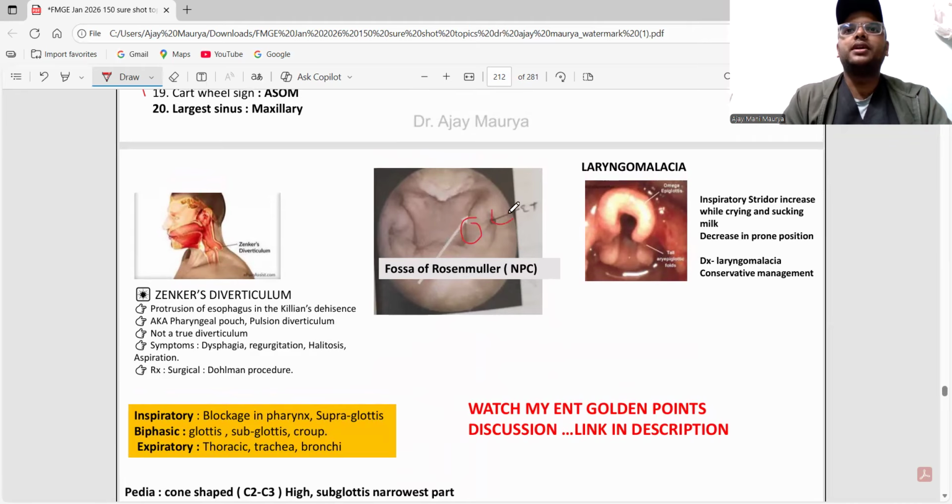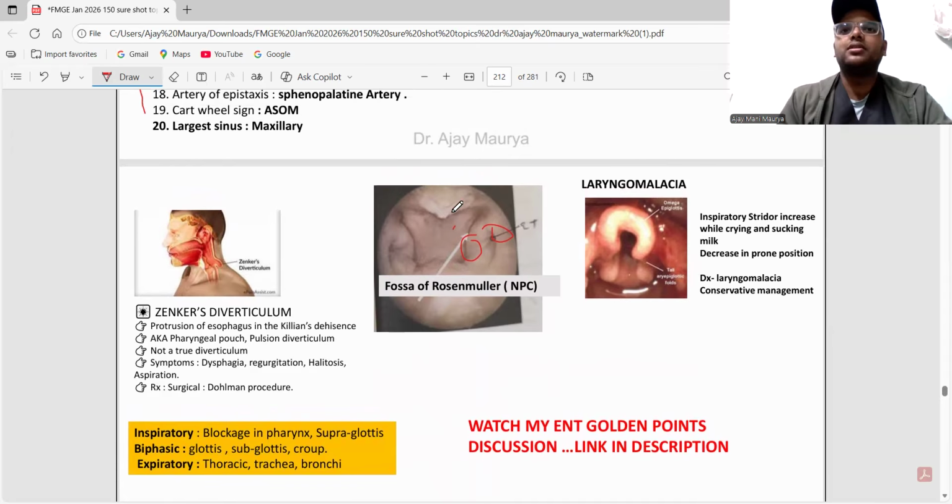Next one, this is the fossa of Rosenmuller. This is the eustachian tube here. This is the fossa of Rosenmuller. This is the most common site for nasopharyngeal carcinoma, which is most commonly associated with the Epstein-Barr virus.